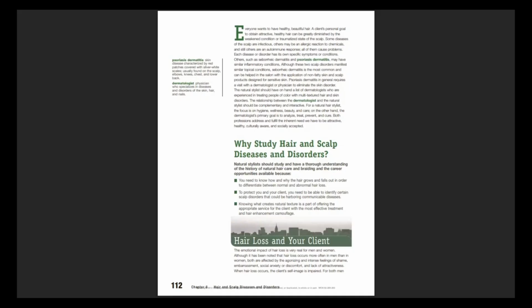of the scalp. Some diseases of the scalp are infectious. Others may be an allergic reaction to chemicals, and still others are an autoimmune response. All of them cause problems. Each disease or disorder has its own specific symptoms or conditions. Others, such as seborrheic dermatitis and psoriasis dermatitis, may have similar inflammatory conditions.